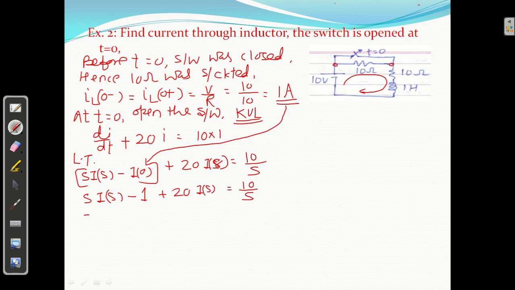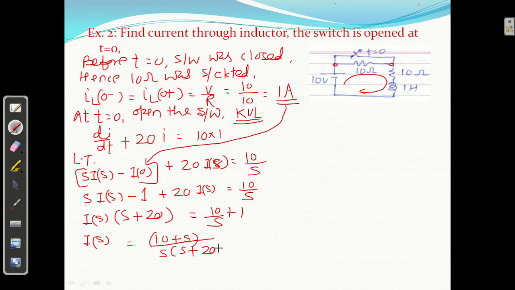Okay. So what is the value of I of S? If you take I of S common, you will get S plus 20, and this minus goes to the other side, so it is plus 1. So what is the value of I of S? I of S equal to 10 plus S upon S, and this S plus 20 comes here. Are you getting it? Here we take the LCM of 10, so 10 plus S upon S, right, and this S plus 20 comes here.